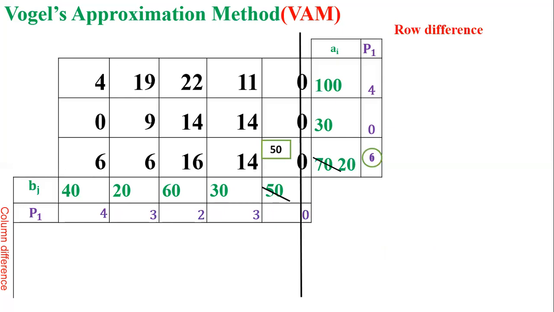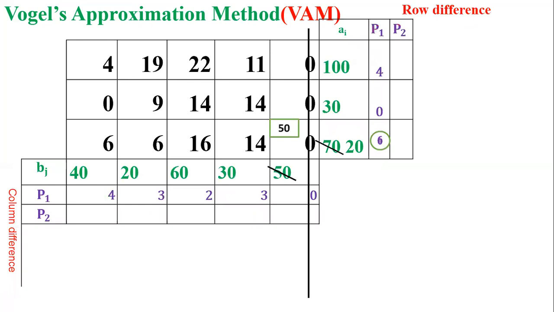Again, you have to find the differences. Each and every time you have to find the row differences and column differences. The row difference is 4, the next difference is 7, and the next difference is 9.